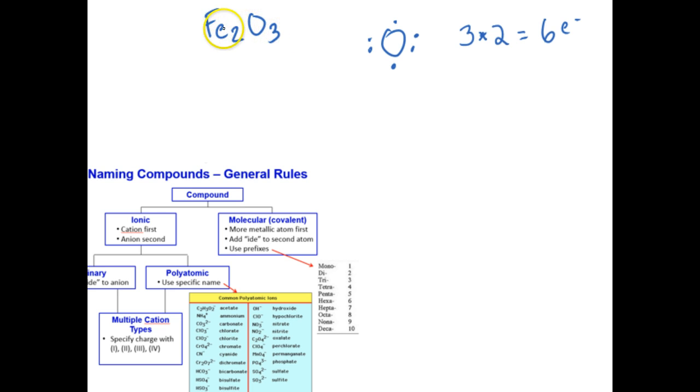The iron, there are 2 iron ions here as part of this compound. And so what that means is that these 2 iron ions have satisfied these 6 electrons. So divide this by 2, and you know that each iron has given up 3 electrons. And we would write that out in Roman numerals. So this is called iron 3 oxide.